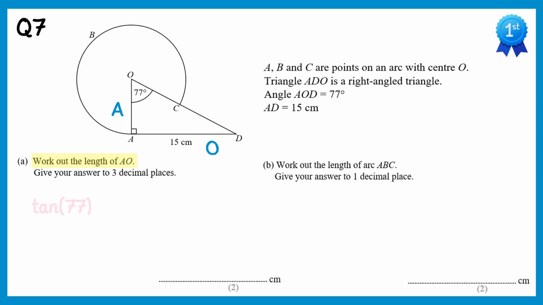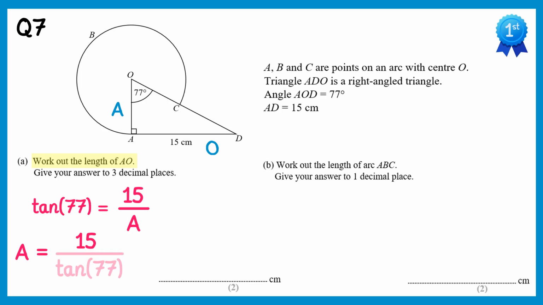So we can write tan 77 equals the opposite, which is 15, divide by the adjacent, the one we're trying to find. If you rearrange this, you'd end up with the adjacent equals 15, divide by tan 77, and if you type this straight into your calculator, and round to 3 decimal places like it asks in the question, you get 3.463.